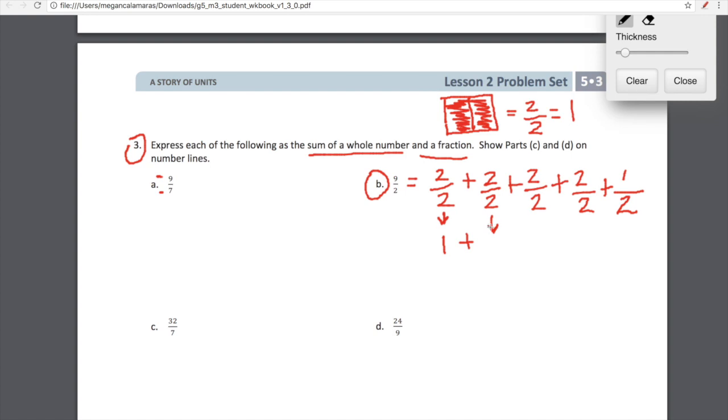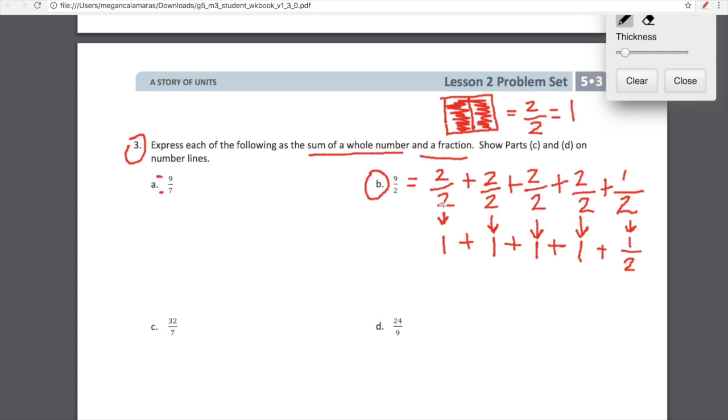We can rename 2/2 as 1. We can rename 2/2 as 1. We can rename this 2/2 as 1. Beautiful. And we're just going to keep our 1/2 as is because it's just such a beautiful fraction.